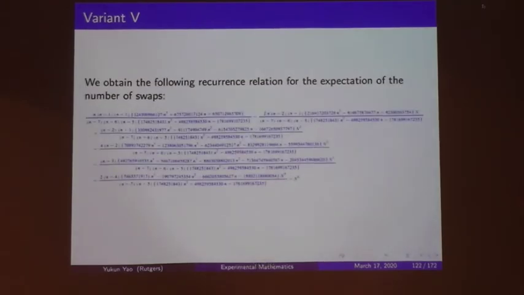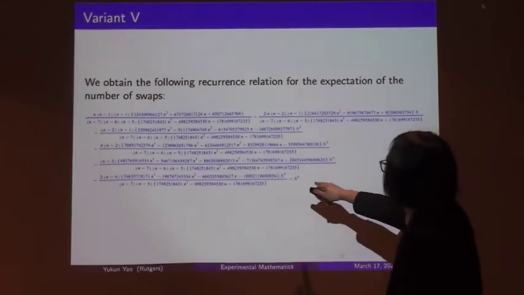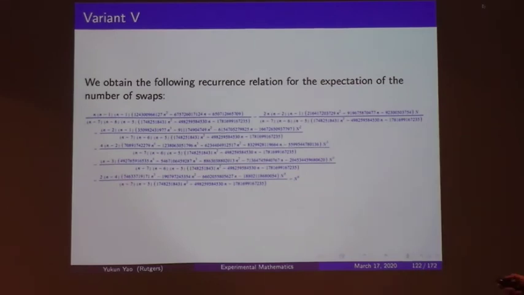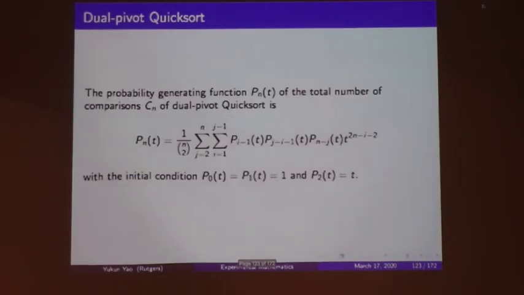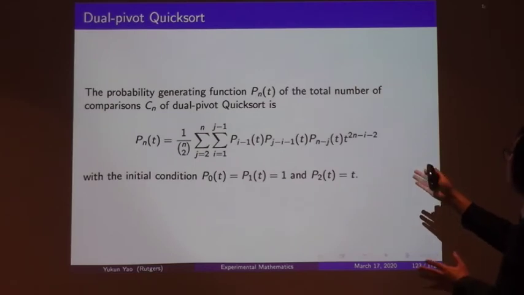And for this one, it seems difficult to get an explicit formula. So we have this recurrence relation for the expectation of the number of swaps. Here, n is a shift operator. And then we consider dual pivot quicksort. We consider the number of comparisons of dual pivot quicksort.